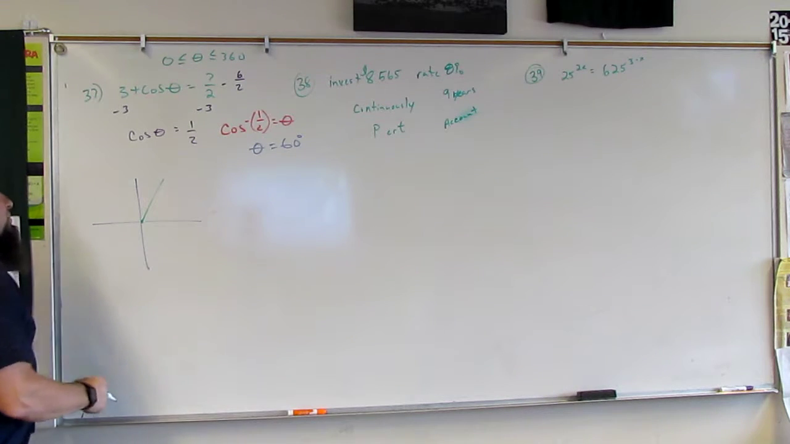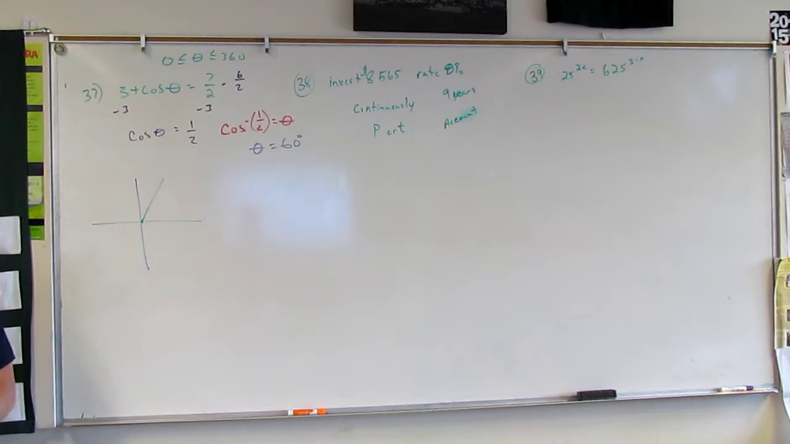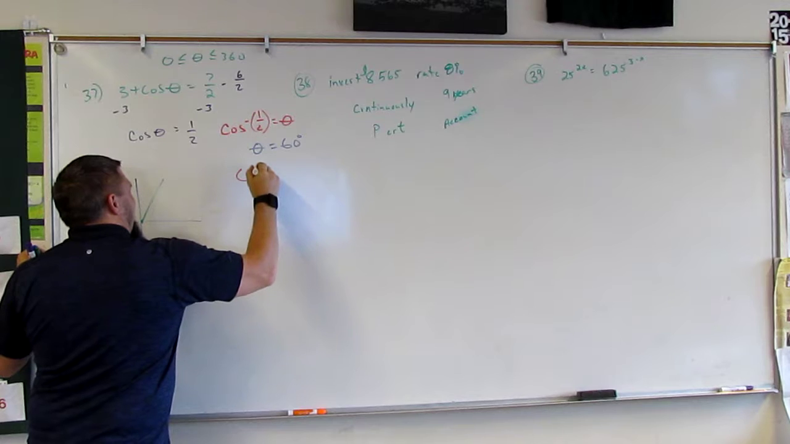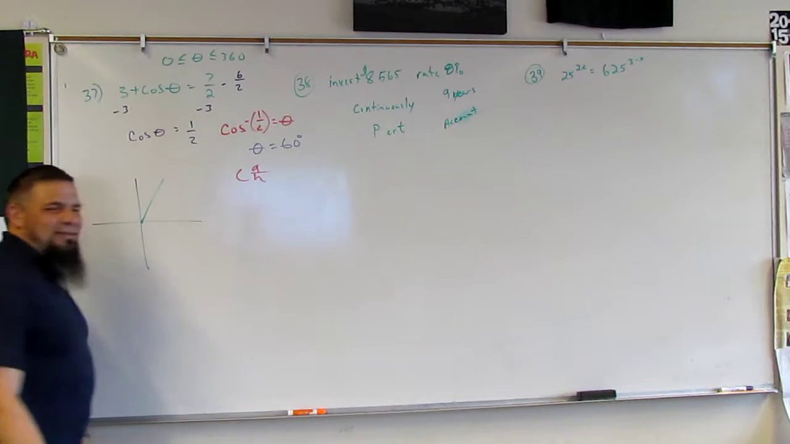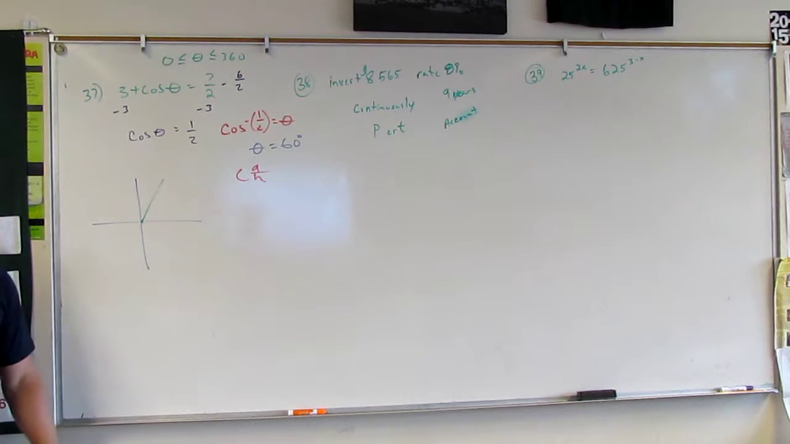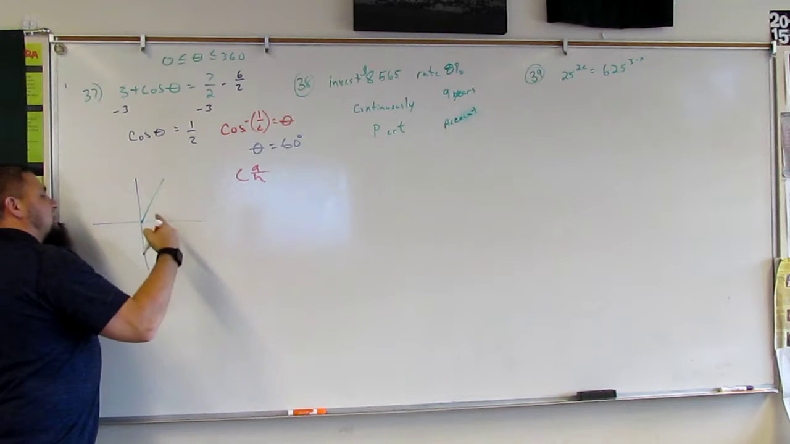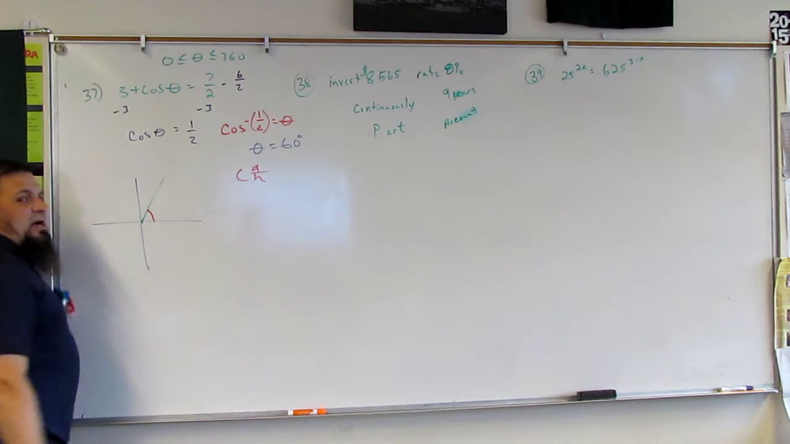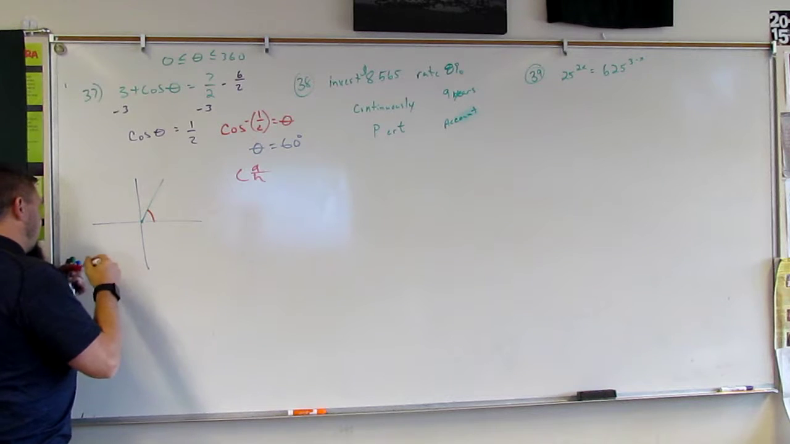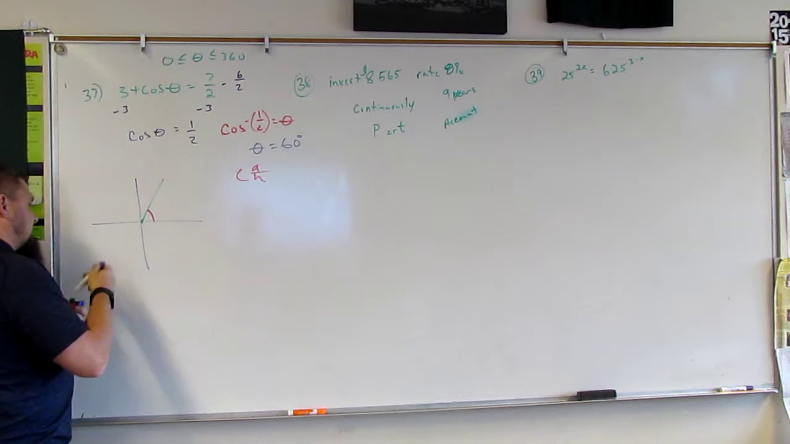But remember, cosine is what? Opposite over adjacent? No, it's not opposite over adjacent. It's adjacent over hypotenuse. Cosine, CAH, right? I was teasing you. So adjacent over hypotenuse. This is the angle we're talking about, and we're talking about this adjacent side right here.